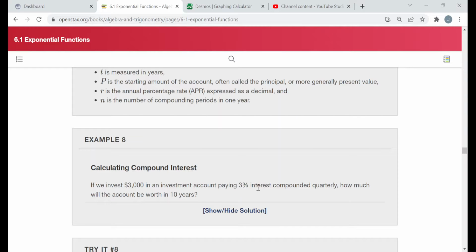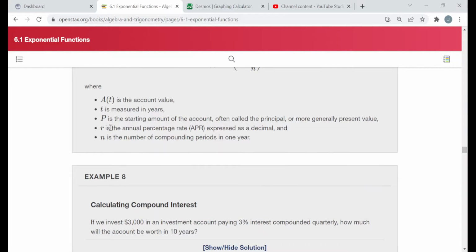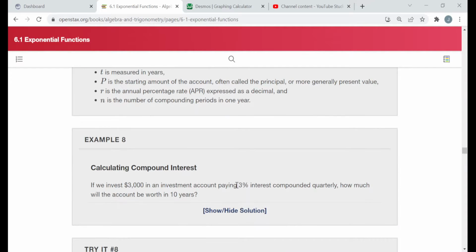Paying 3% interest, that's the r, the APR. That's going to be this lowercase r. Now remember, I don't want to write 3 for r. I want to write 3% as a decimal. So 0.03, and I'll show you this on paper in a minute after I'm done reading.